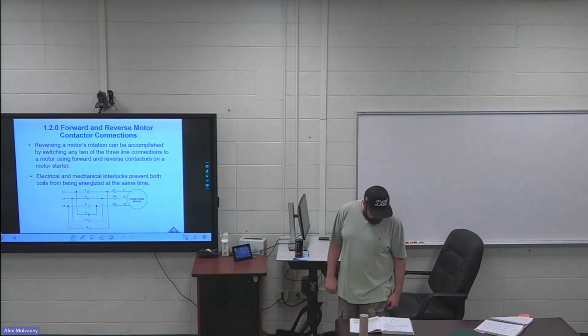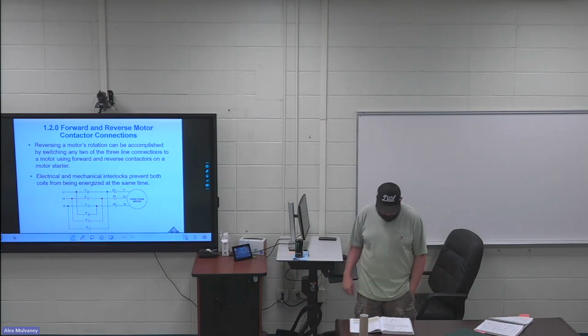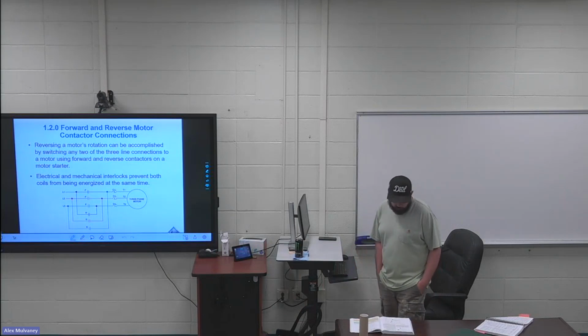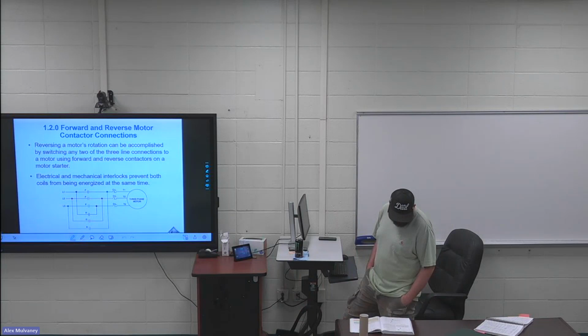So the highlight 120 is the second and third paragraph. Starting with the second paragraph, as seen in the power circuit figure 6, the contacts F on the forward contactor, when closed, connect lines L1, L2, and L3 to motor terminals T1 through T3 respectively. As long as the forward contacts are closed, the mechanical electrical interlocks prevent the reverse contacts from being energized.